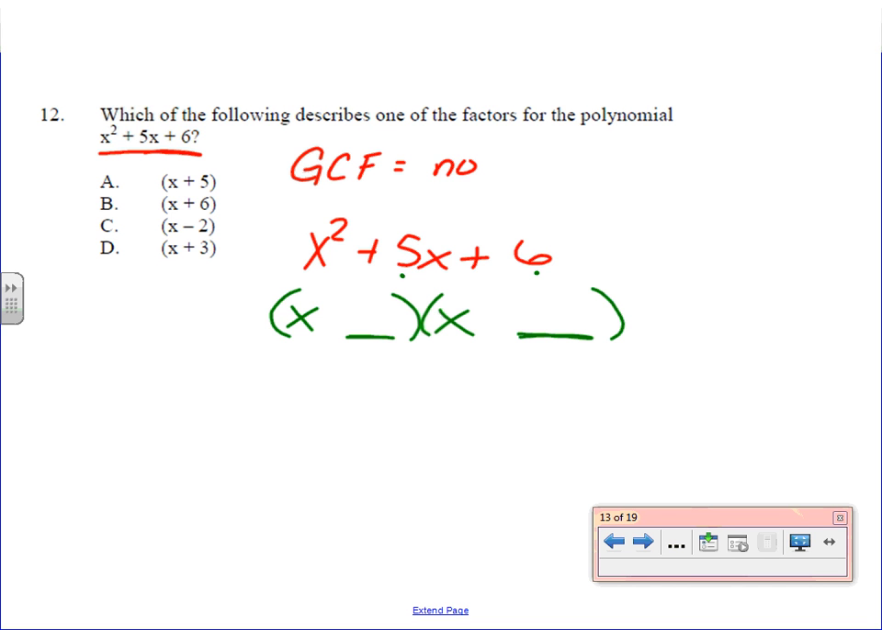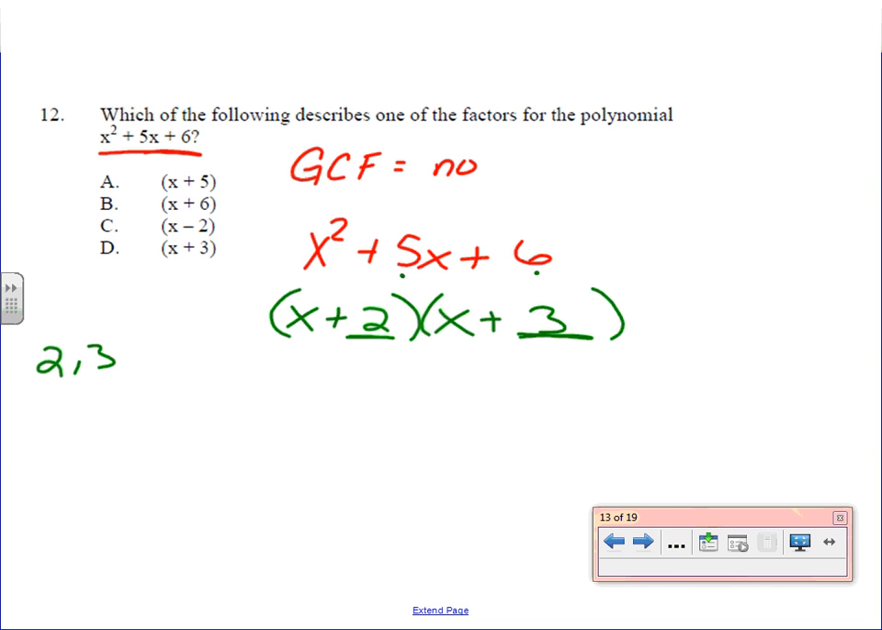So give me 2 numbers I can multiply together to get a 6. 2 and 3. 2 times 3 is 6. However, is 2 plus 3 also going to add up to a 5? Yes, so those are the two numbers I want. Those are the numbers we're going to put in here: a positive 2 and a positive 3.